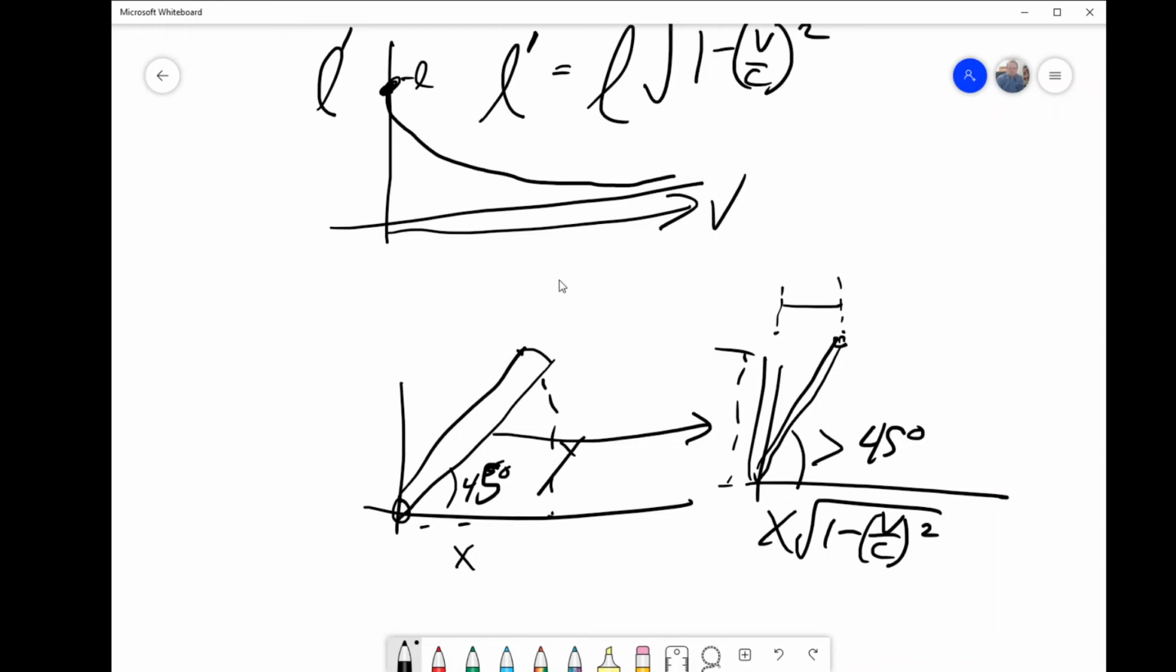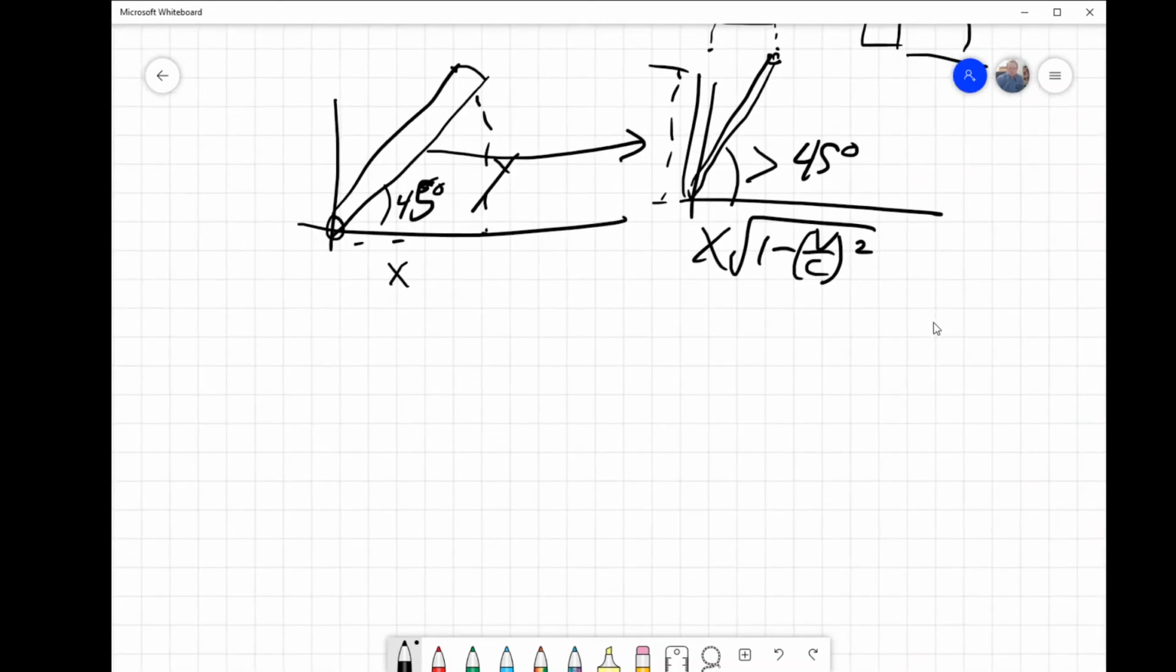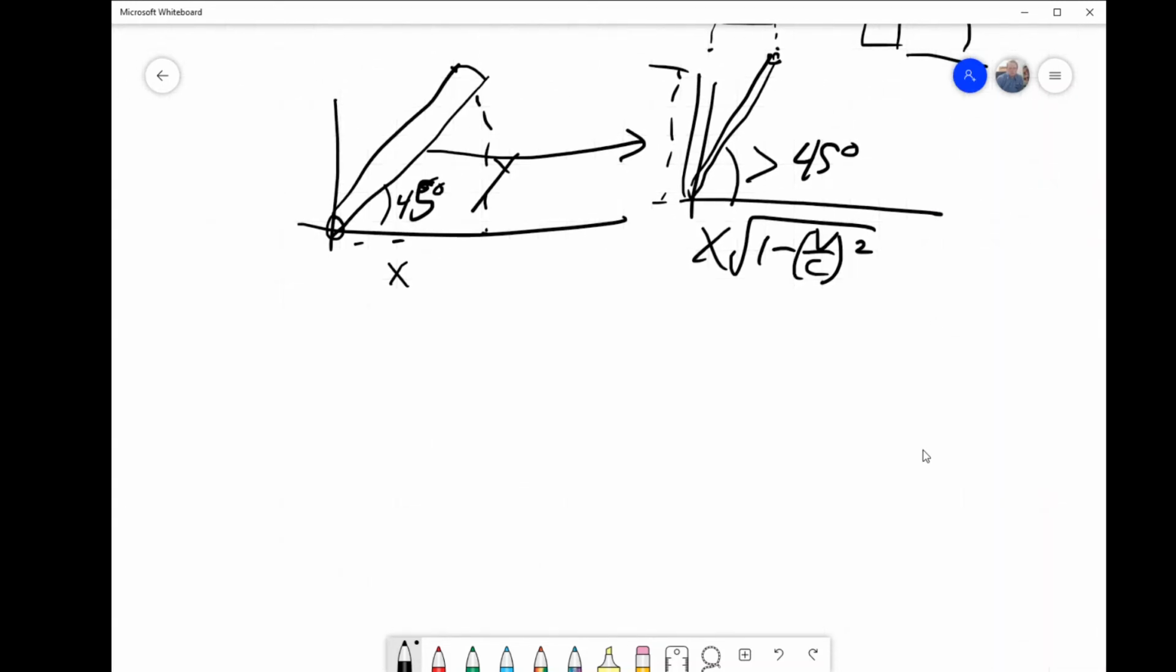So this compression in the direction of travel also means that objects appear to rotate perpendicular to the direction of travel as their speed increases. This phenomenon is one of the first ones that gave people a distaste for relativity because it feels counterintuitive. We don't see this effect happening in our day-to-day lives.